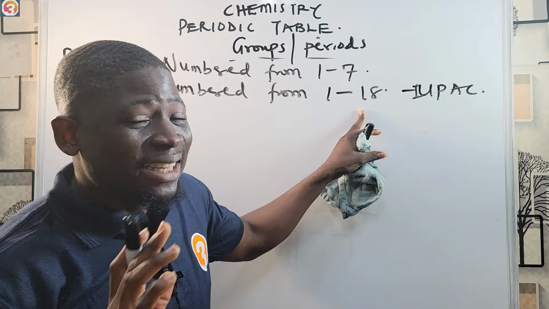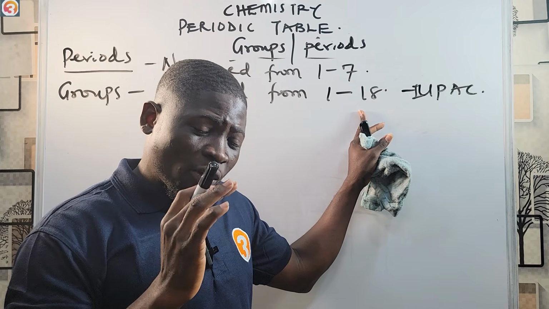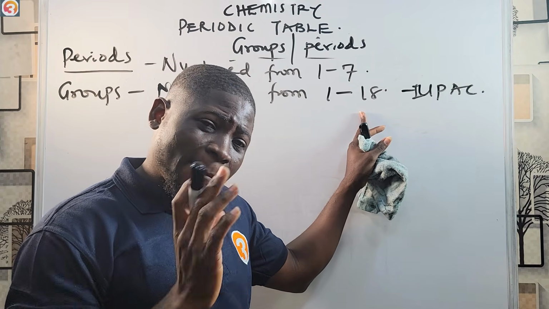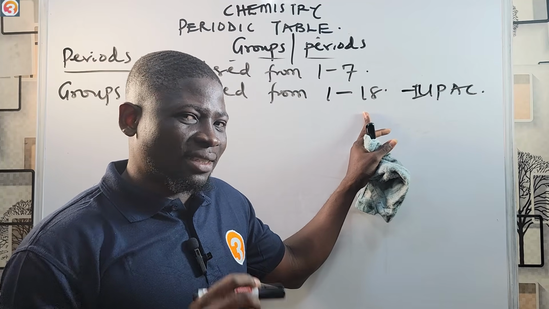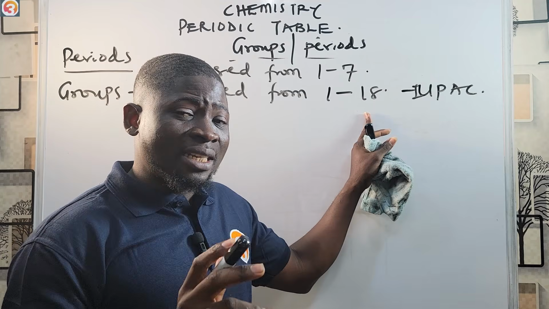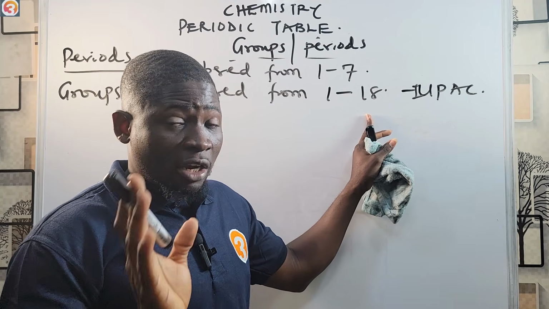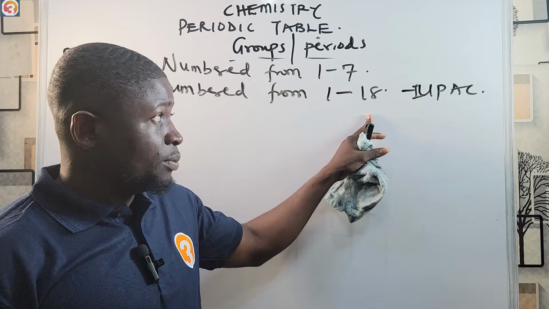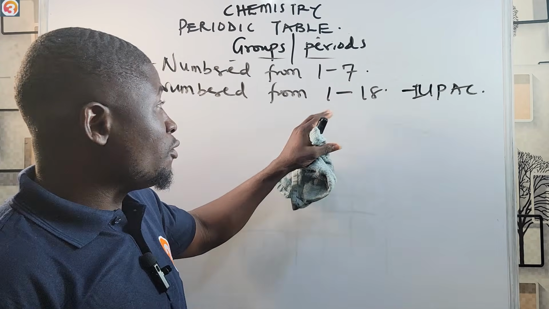So actually, there are 18 groups in the periodic table and not 8 groups. If you are asked the question, how many groups are in the periodic table, the first option you should look for is 18, not 8. I will tell you why soon, because some people erroneously say there are 8 groups in the periodic table. I'm going to talk about it later on before the end of this video. But by the IUPAC system, there are 18 groups, numbered from 1 to 18.